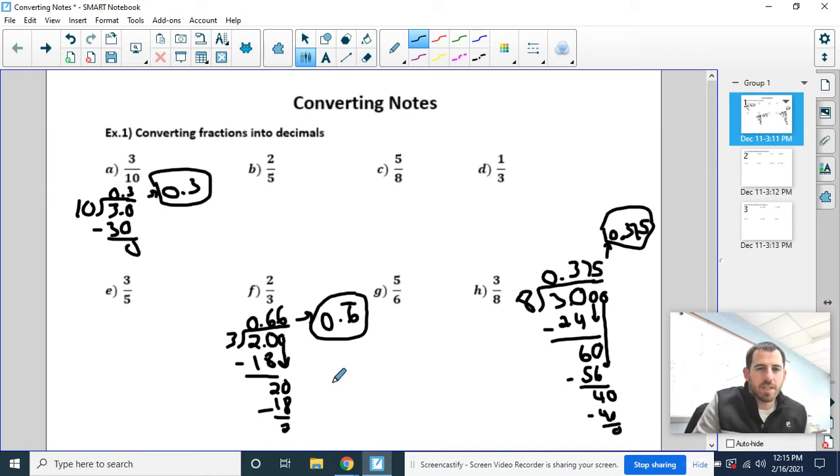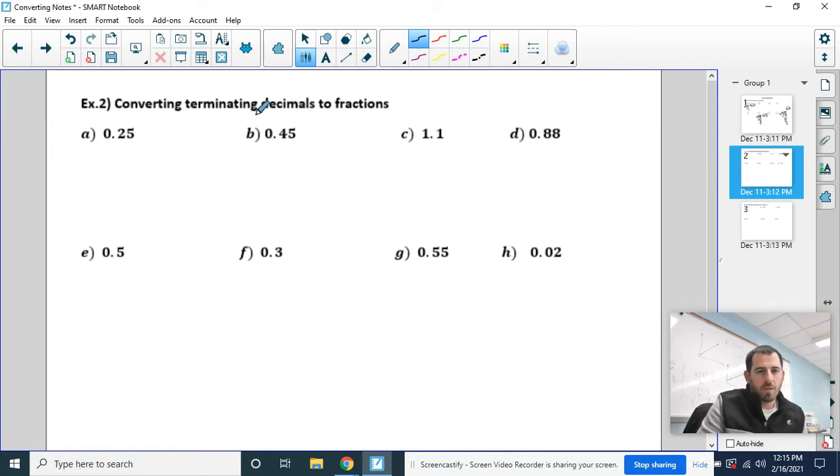Okay, so that is converting from a fraction to decimal. Pause the video, work on the problems that we did not do, and then when you're done, continue the video. Okay, so moving on to example 2, converting terminating decimals to fractions.